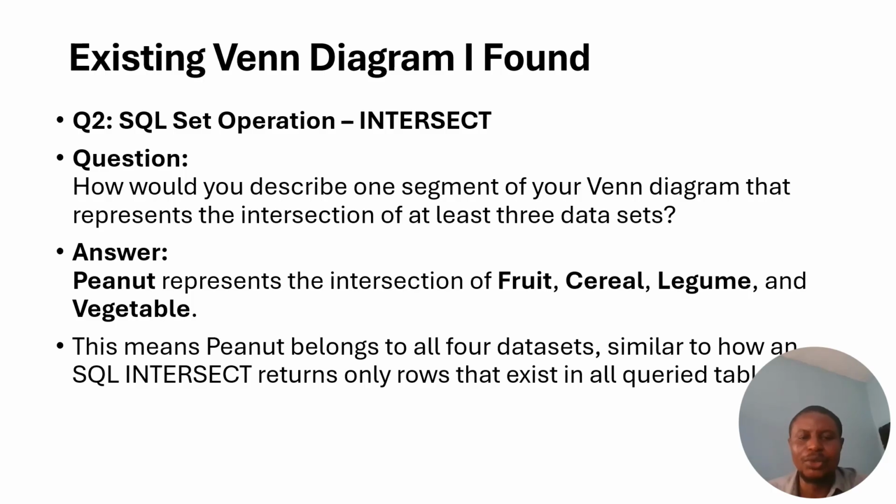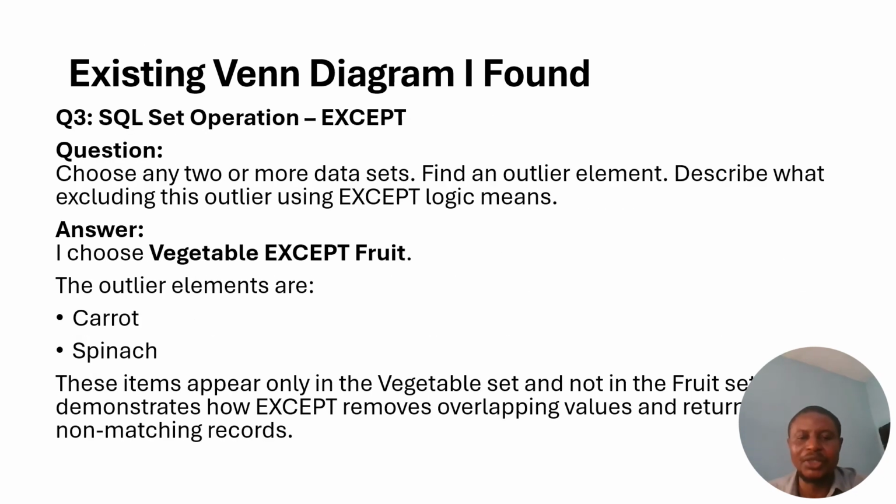For question 2, using the set operation intersect, peanut represents the intersect of fruit, cereals, legumes, and vegetables. This means peanut belongs to all four datasets, similar to how an SQL intersect returns only rows that exist in all query tables. Question number 3, using the set operation except, I chose vegetable except fruit.